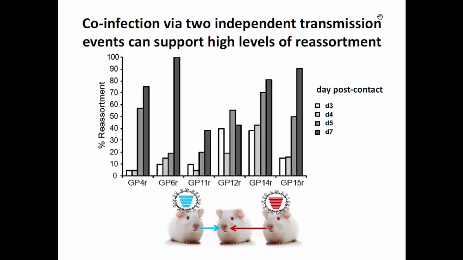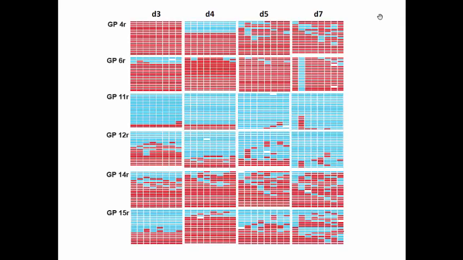So you can see we see appreciable levels of reassortment in all of the animals, and reassortment levels increase over time after infection. And I've included here the genotype tables that correspond to those 6 animals. So here, days 3, 4, 5, and 7 across the top, and these are the 6 guinea pigs. I include this simply to show you that where we achieve co-infection through transmission, we have a much more stochastic outcome, much more heterogeneity among the 6 guinea pigs compared to when we use intranasal inoculation to do the co-infection.